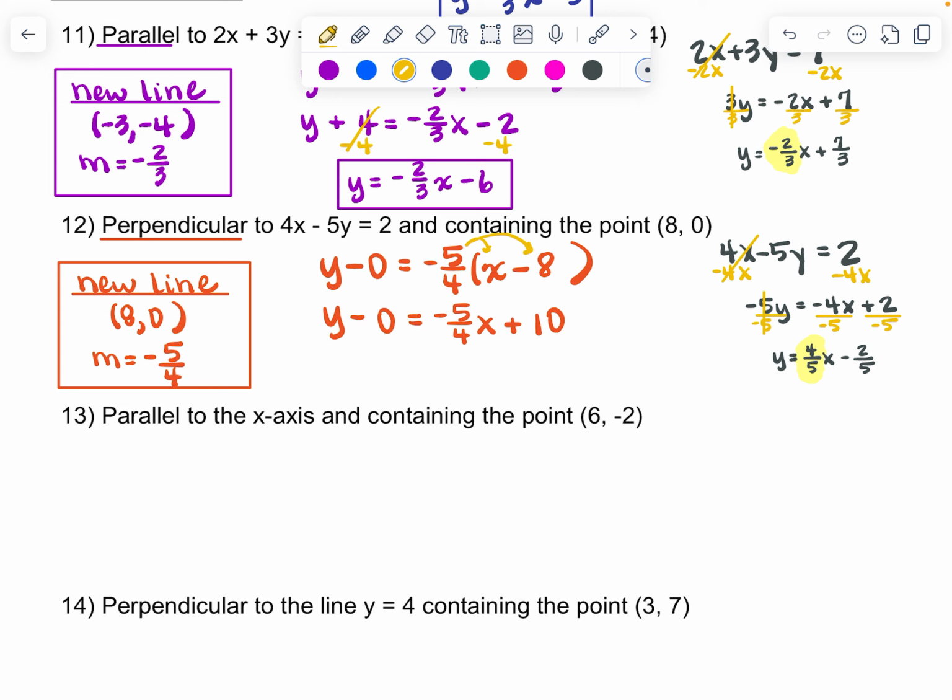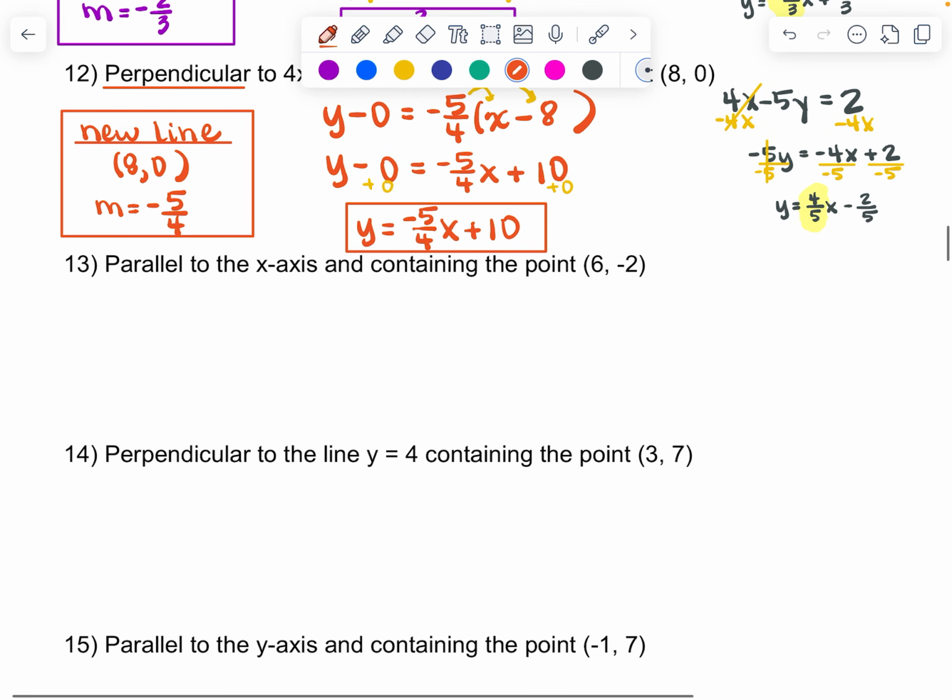Now, clearly, I still have this minus 0, but you can see if we add 0 to both sides, that's not going to change anything, right? So my equation is going to be y equals negative 5/4 x plus 10. Voila.